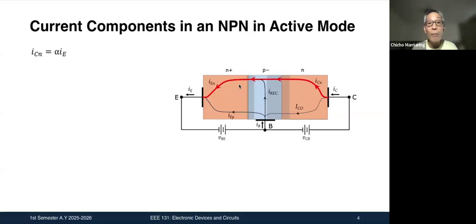Okay, so let's review the current components in an NPN in active mode. We took this up in topic 2. This was the second, I think, or third lecture of topic 2. First of all, again, this is just a review. What is ICN? ICN is the collector current due to majority carriers. This is an NPN transistor. Do you remember what the majority carriers are in an NPN transistor? Can I have a shout out or a chat? What are the majority carriers in an NPN transistor?